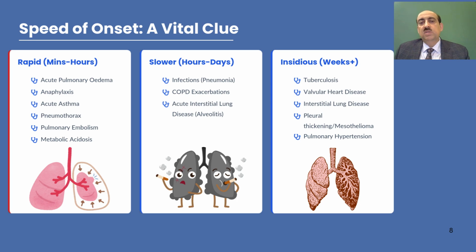Pleural processes like pleural thickening and mesothelioma, the history can be weeks to years. The patients can present quite late, and hence the presentation will not be acute. Same as pulmonary hypertension due to right ventricular strain, due to any strain to the right ventricle due to any of the lung pathology, lung problem leading to pulmonary hypertension.